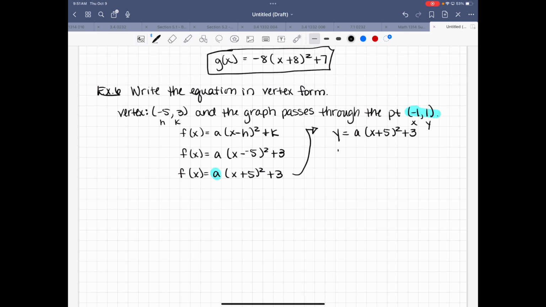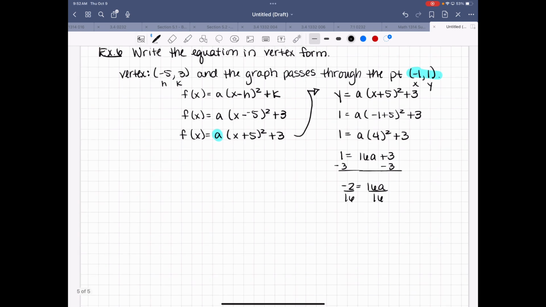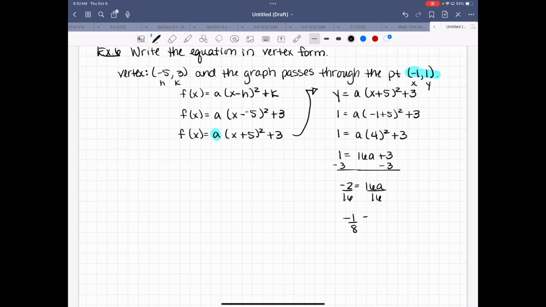Okay? So I'm going to say 1 equals a, -1 plus 5 squared plus 3. That's going to give me 1 equals a times 4 squared plus 3. So I've got 1 equals 16a plus 3. Now you can solve for a, right? I'll subtract 3 from both sides. That gives me -2 equals 16a. Divide by 16. And that gives me -1/8 equals a.